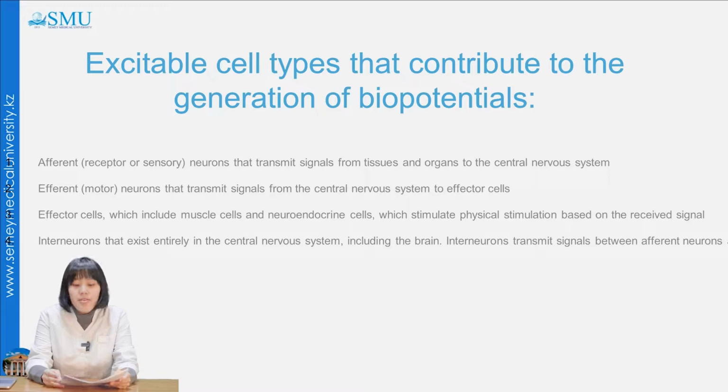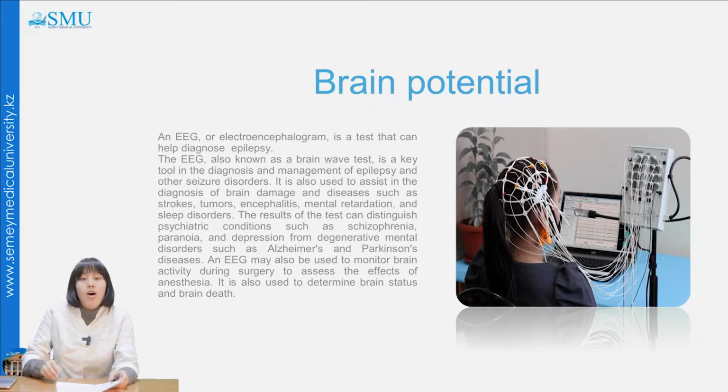Several types of excitable cells contribute to generating biopotentials. The first is receptor or sensory neurons, which transmit signals from the tissues and organs to the central nervous system. The second is efferent neurons, which transmit signals from the central nervous system to effector cells. And the third is effector cells, which include muscle cells and glands, which produce physical reactions based on received signals. The third topic: brain potentials.